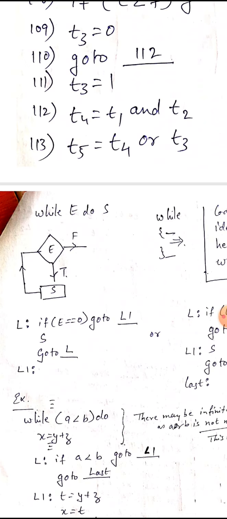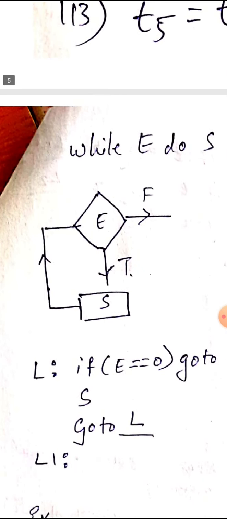So I have just prepared a small flow chart. If the expression or the condition is false, then it will do something, and if the condition is true, then it will execute some statements, and again it will remain inside the loop till the condition remains true, right? And once the condition becomes false, it will go out and then do the regular work.